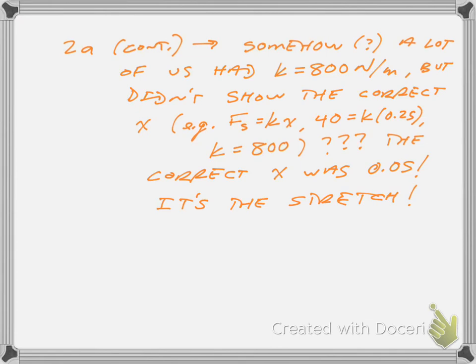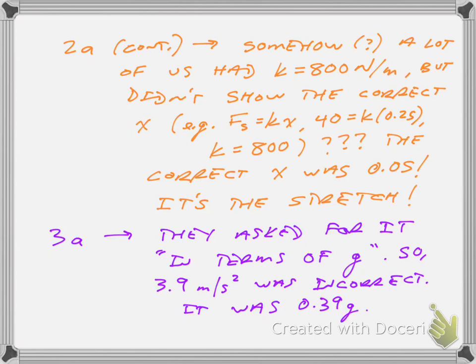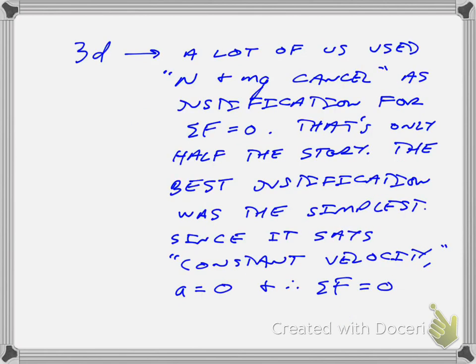The correct stretch was 0.05 because the original length was 0.20 and it stretched to 0.25. So remember that x in that equation is how much it changes. It's the stretch. On 3a, they asked for it in terms of g, and so you couldn't put it as 3.9 meters per second squared. You had to write it 0.39 times g, which is the same quantity, but they wanted it in terms of g on Earth. So again, make sure you're reading and answering the way they've asked it.